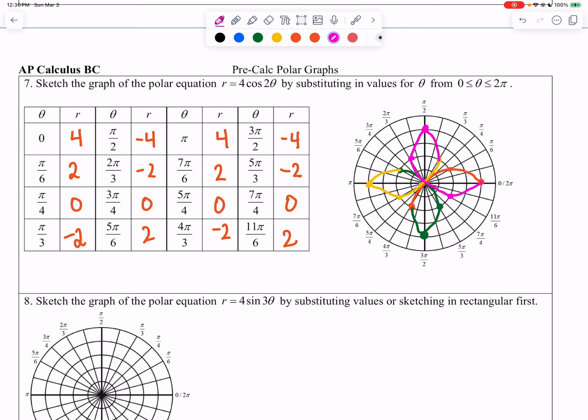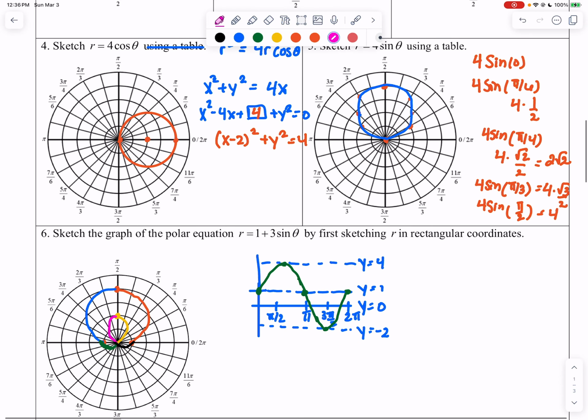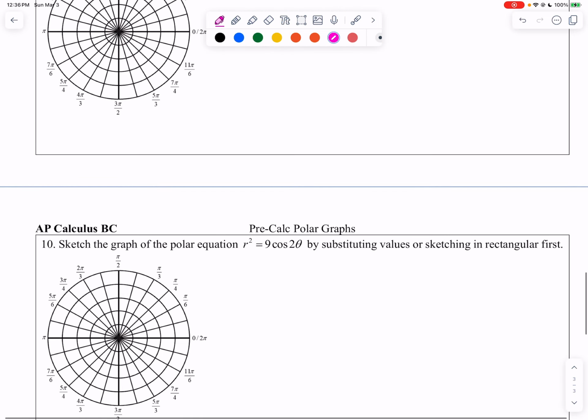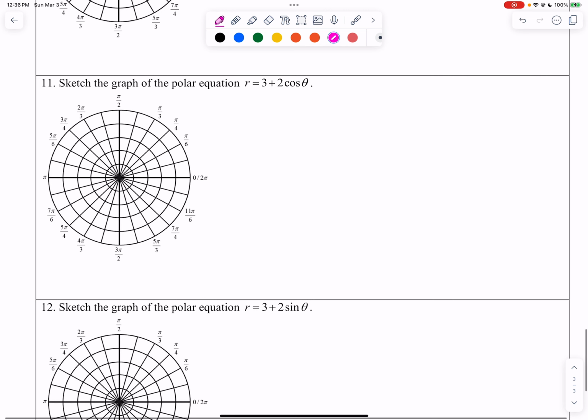All right, I'm gonna do one more. Let's see, what did I do here? That's a sine. So let's do a cosine one. Number 11, we want to sketch the graph of the polar equation r is equal to 3 plus 2 cosine of theta. So what I'm going to do here is work with this in terms of my rectangular graph. If you want to substitute in values, you can. It's just what you want to do.